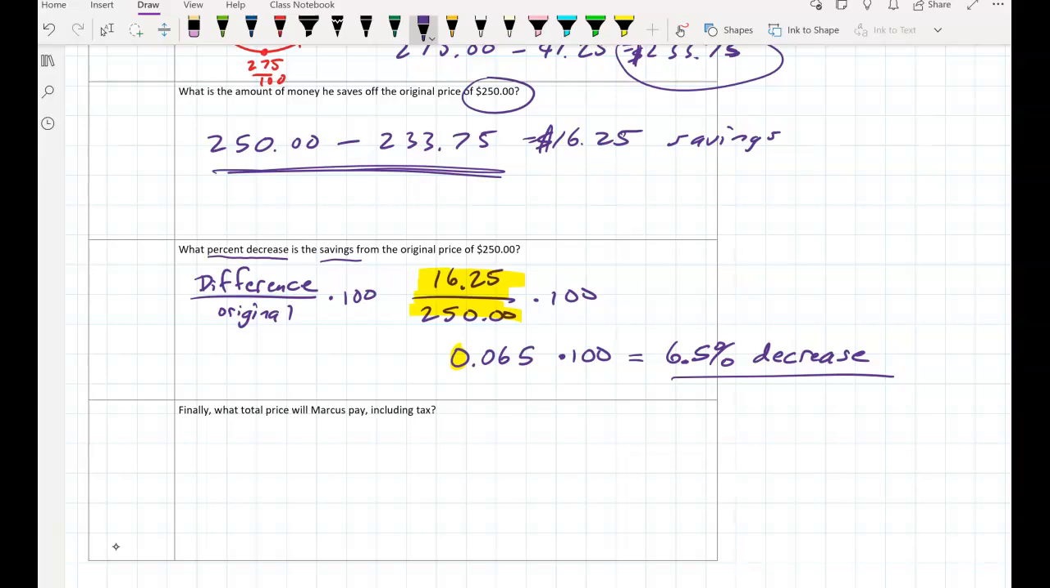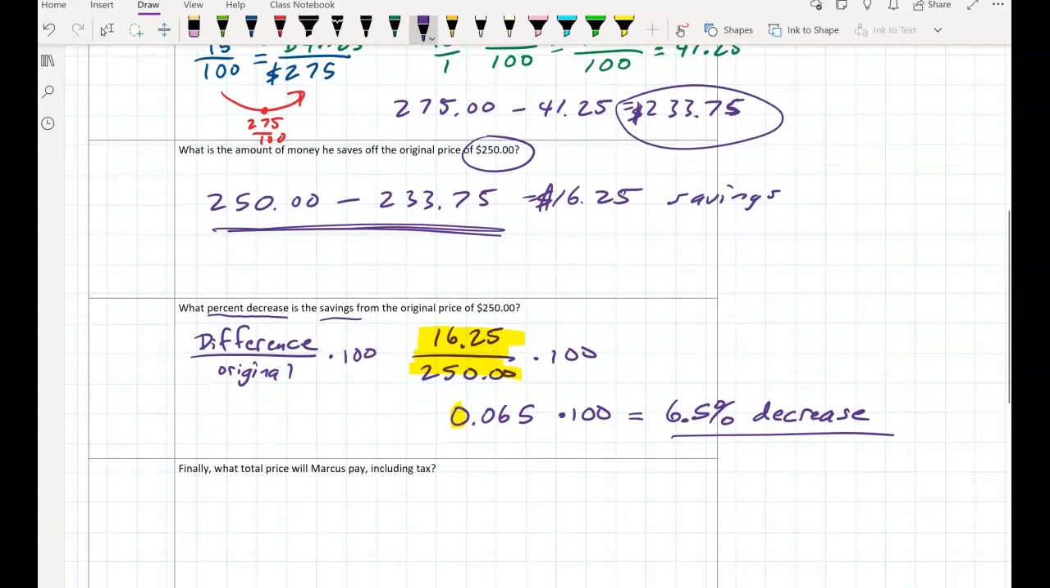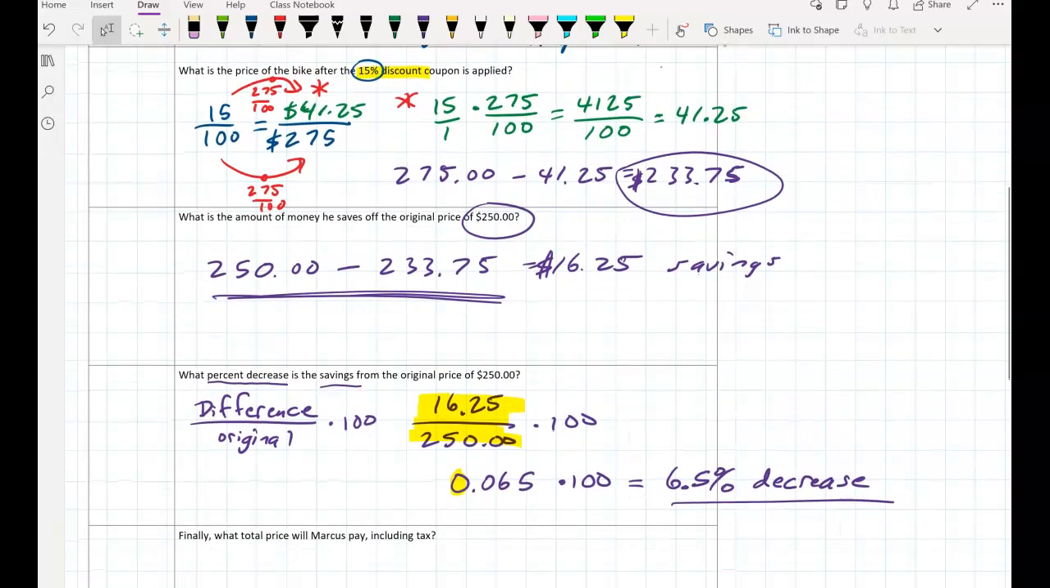All right, and now the last thing we're going to find out is how much will Marcus pay for this bike, including the sales tax. So we figured out what the markup was, the 10% markup. We found what the price was with that. Then we took the 15% discount, right? And so now the price of the bike is $233.75.